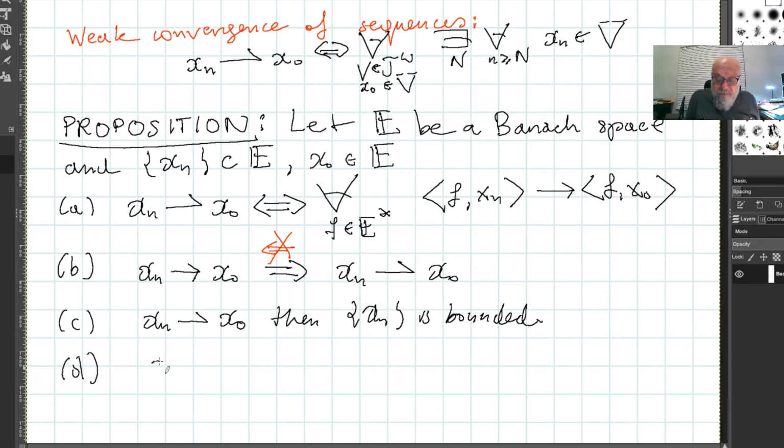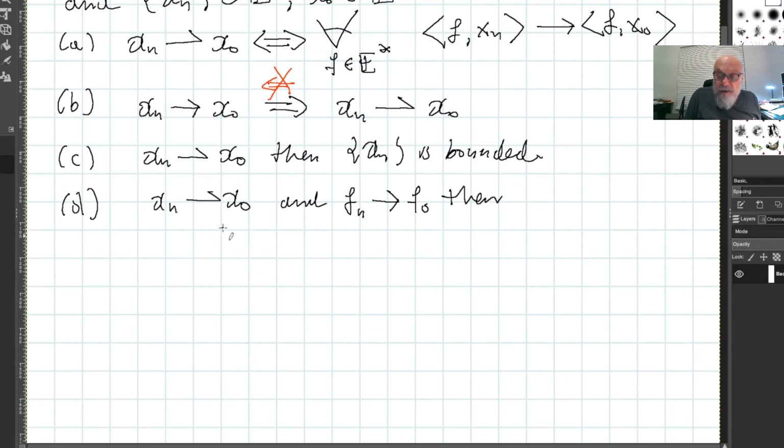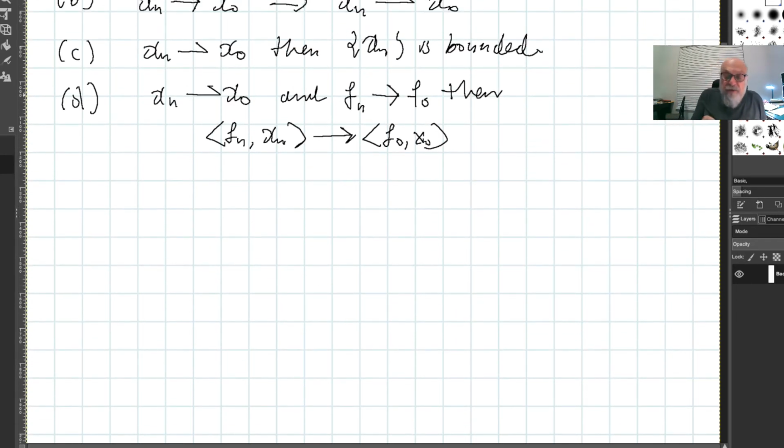And then D. If xn converges weakly to x naught, and if fn converges strongly in the dual space to f naught, then fn of xn converges to f naught of x naught. All these things were already discussed and proved before, in the lecture. I'm repeating myself. I don't need to prove these things. And the only thing that we mentioned in the last class is the following theorem.